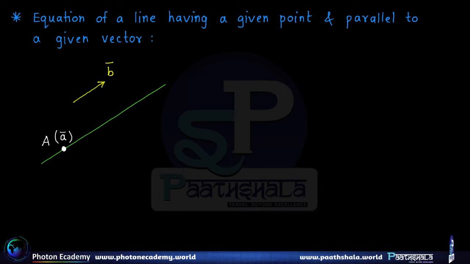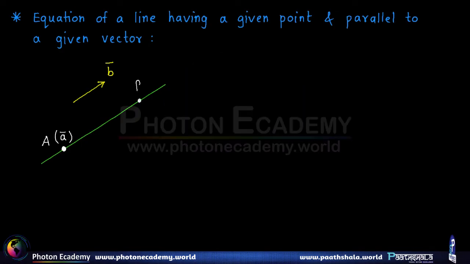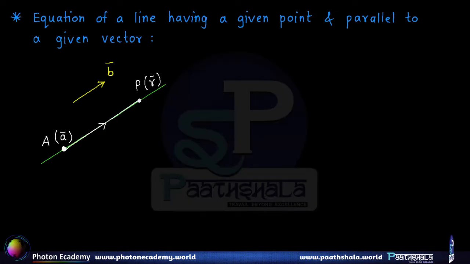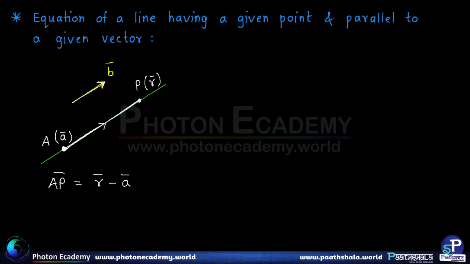Now whenever we want to find the equation of any curve, we always consider some general point on that curve. So here also let us consider some point P whose position vector is r bar, right? So therefore if you consider the vector AP bar, you see the vector AP bar can be given as position vector of point P, that is r bar, minus position vector of point A, that is a bar, isn't it? Final minus initial. Now we see that the vector AP bar is clearly parallel to vector b bar, which is given to us.